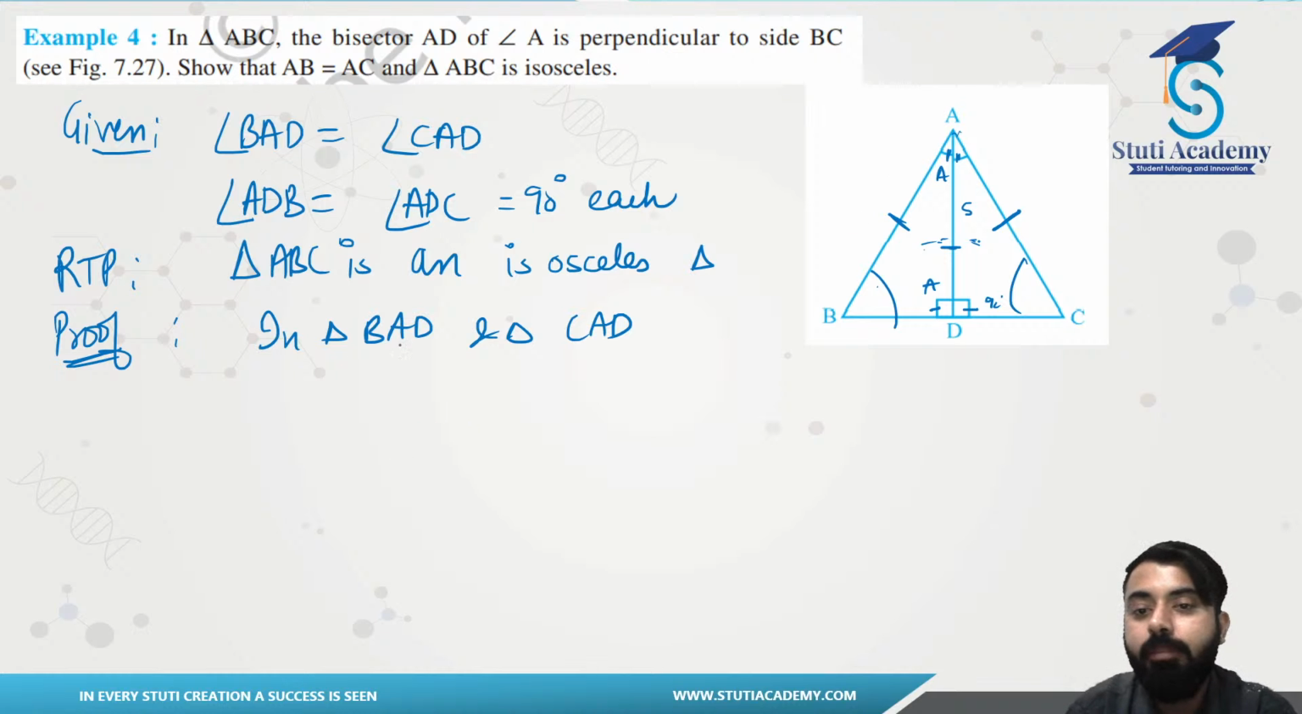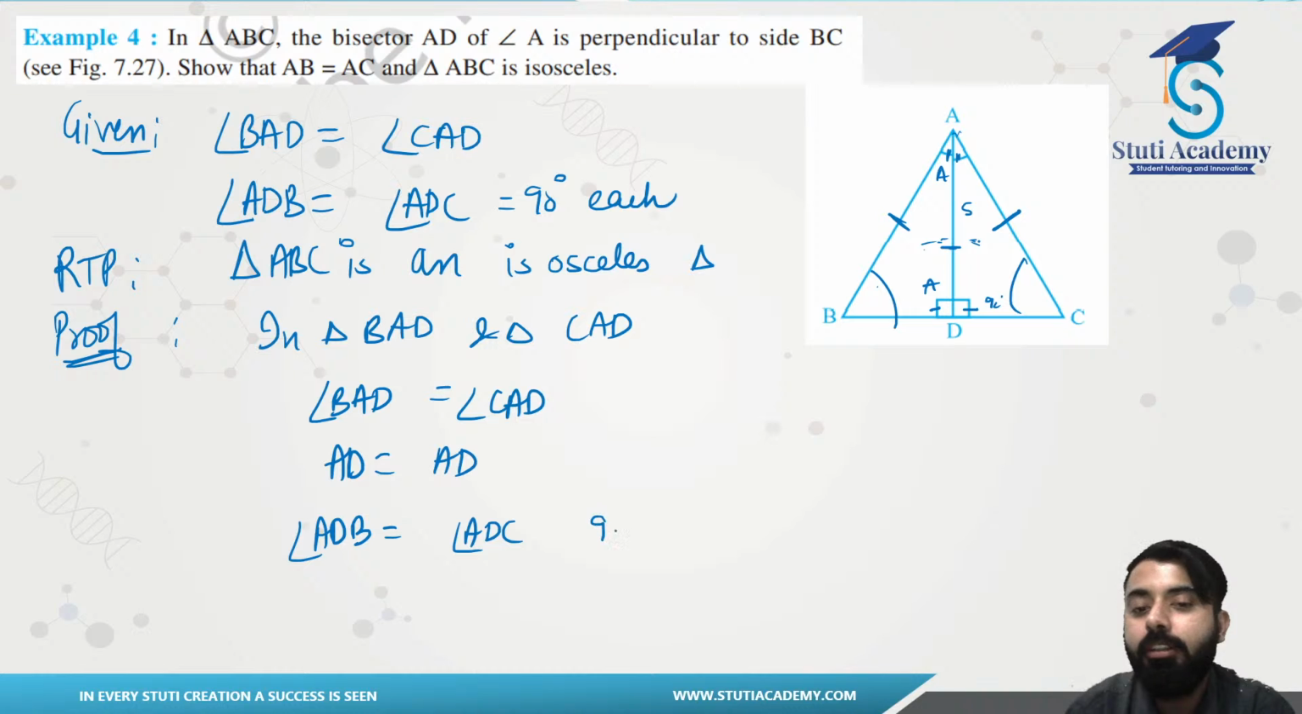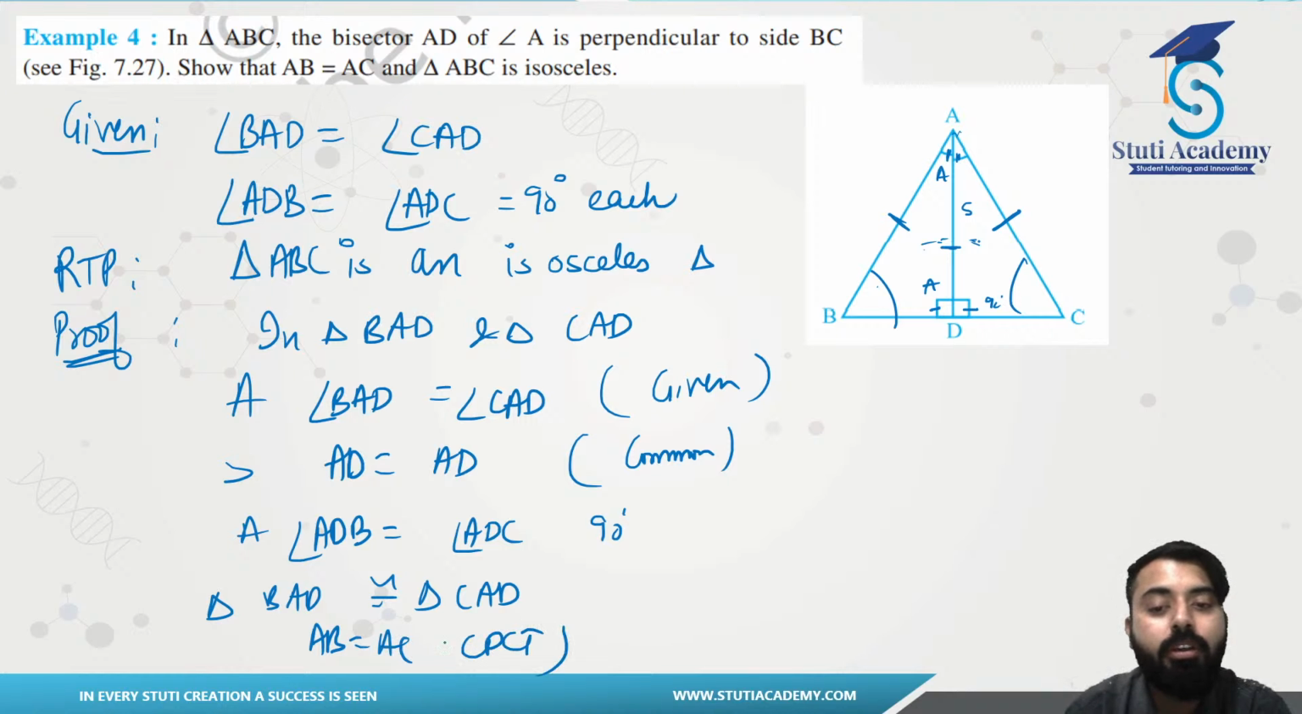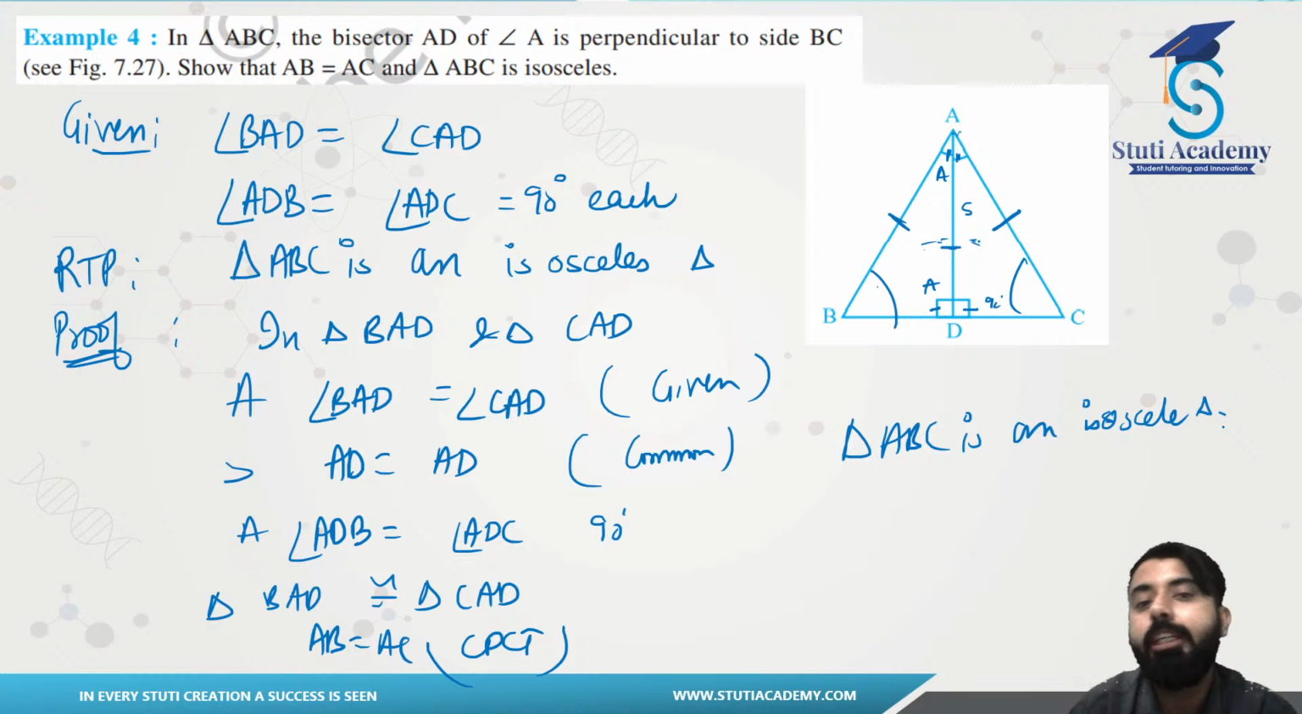Now in this case, you see, I know angle BAD is equal to angle CAD. Also I know AD is equal to AD, and I know angle ADB equals angle ADC. This is 90. This is common. That is given. So using angle side angle, triangle BAD is congruent to triangle CAD, and you can say AB is equal to AC, CPCT, or you can say triangle ABC is an isosceles triangle. Quite easy to prove, right?